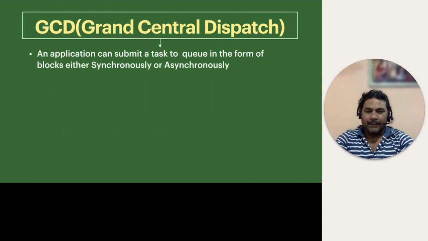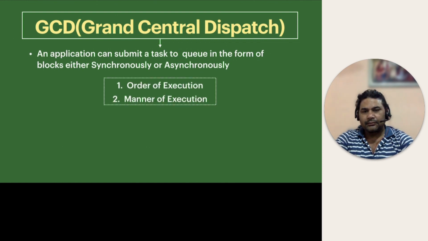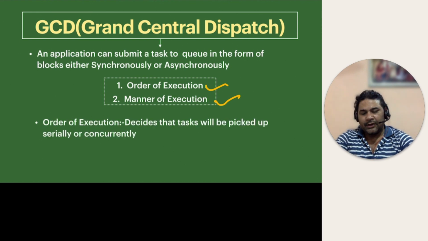An application can submit tasks to a queue in the form of blocks either synchronously or asynchronously. When an application submits a task into the queue, two things are involved: one is the order of executing and the second is the manner of executing. The order of executing decides whether tasks will be picked up serially or concurrently.